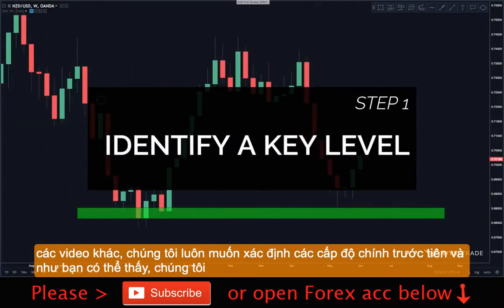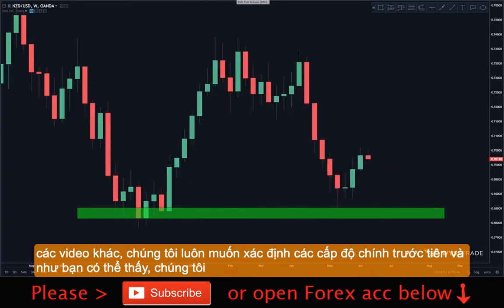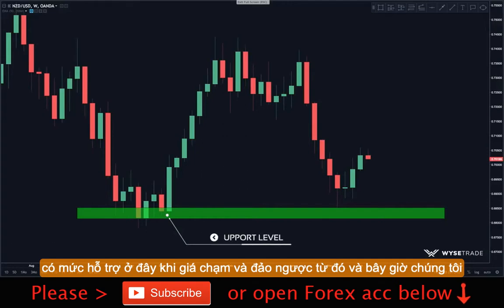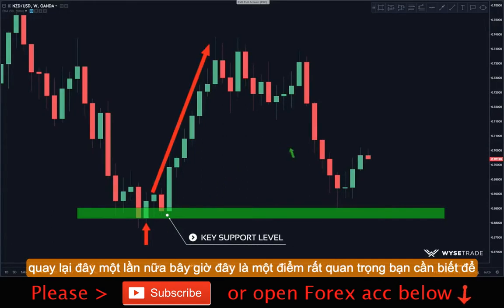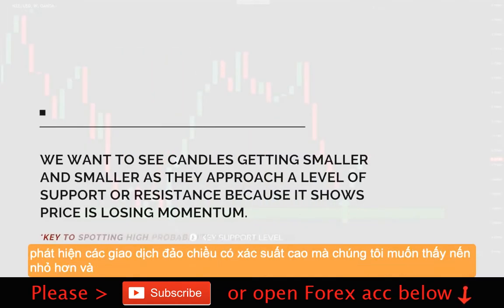So if you've watched our other videos, we always want to identify key levels first. And as you can see, we have a level of support here, where price hit and reversed from. And now we are back here again. Now here's a very key point you need to know in order to spot high probability reversal trades.